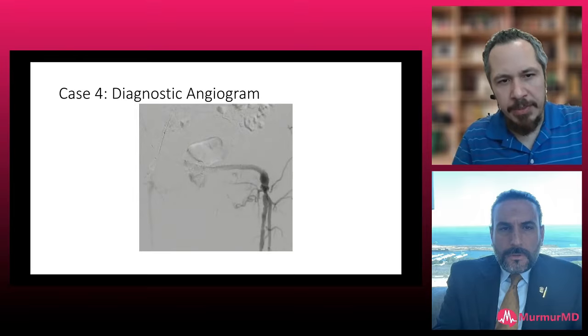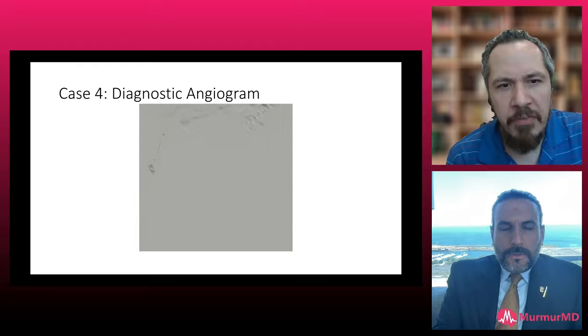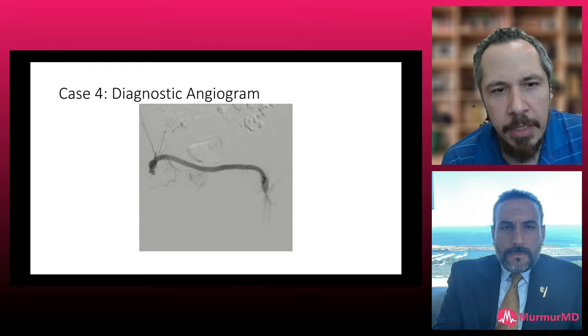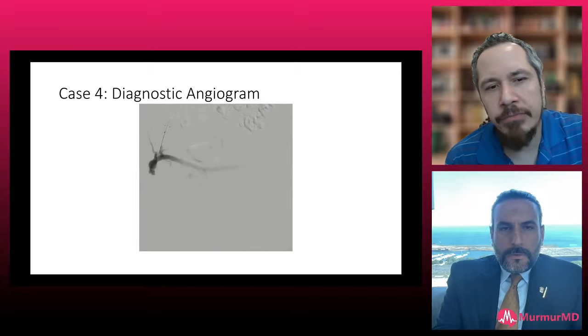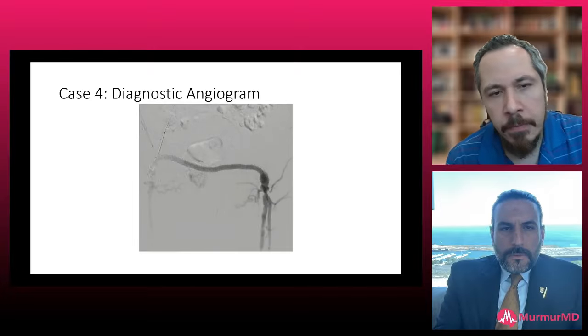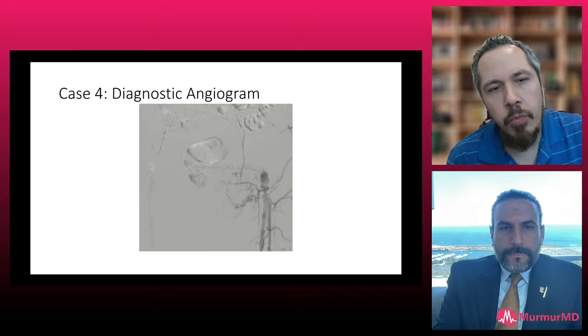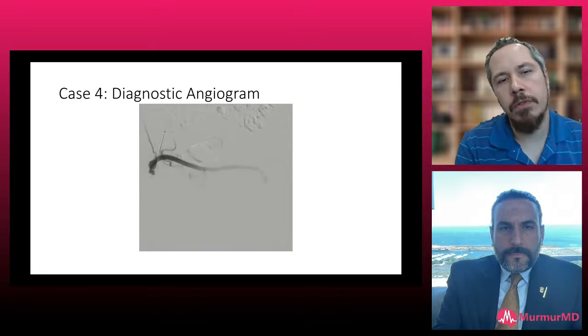So we go radial, we take pictures, and you can see the fem-fem bypass looks really good, but it's a common femoral where I don't really see the profunda. I don't know if the profunda is occluded. And so when you look at this, what's your thoughts?